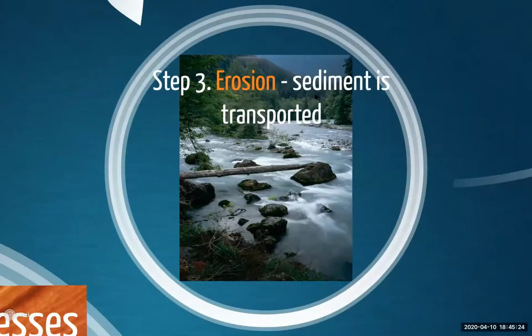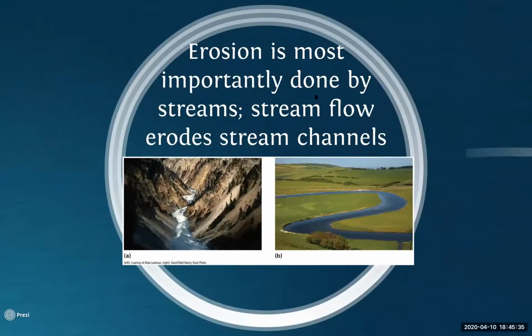Step 3, erosion. This is when sediment is removed and transported. Erosion is most importantly done by streams. As sediment is transported, it is further broken down and landforms are worn down by the erosive action of the stream as it flows over the landscape. This is the primary way in which valleys are made.